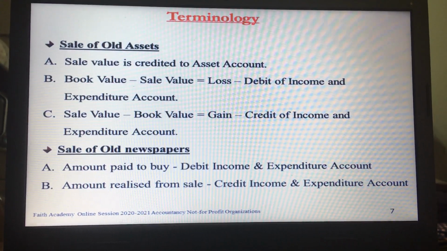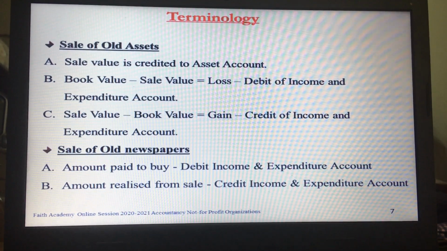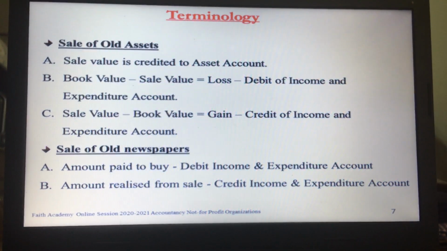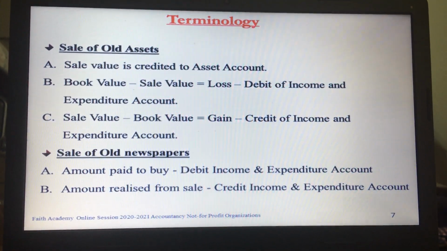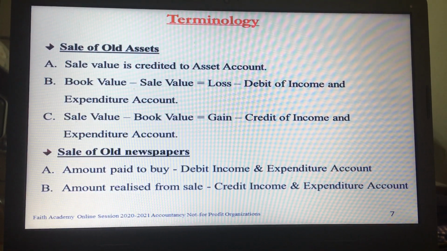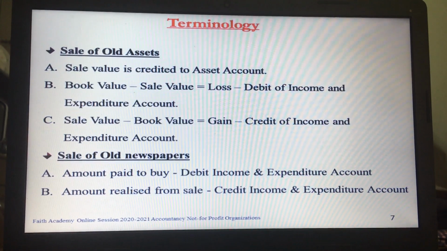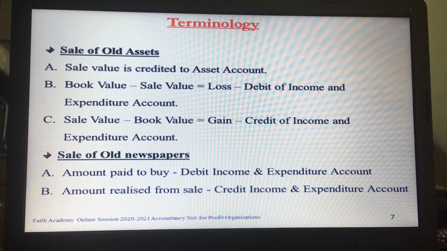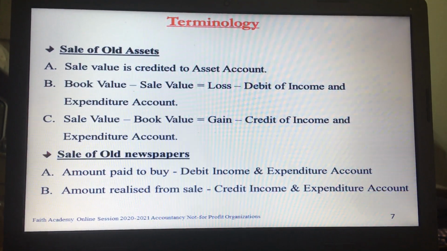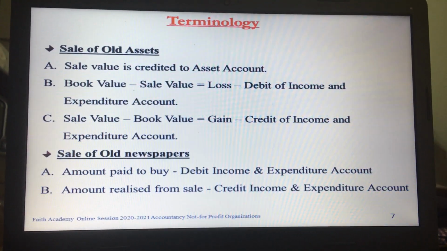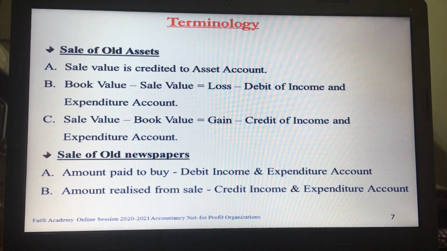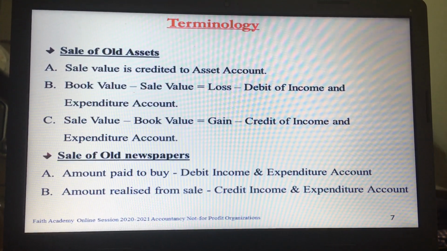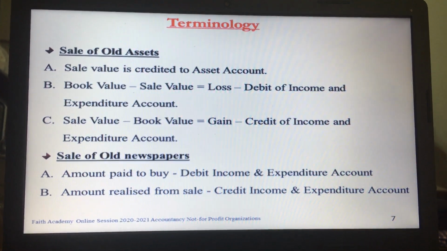Sale of old newspapers. Newspapers doesn't mean only newspapers. It means magazines, periodicals. So if an amount is spent on buying such things, it is a revenue expense and it is going to be shown on the debit side of income and expenditure account. If we sell them, the amount that is realized from the sale is a revenue income and that will be shown on the credit side of income and expenditure account.